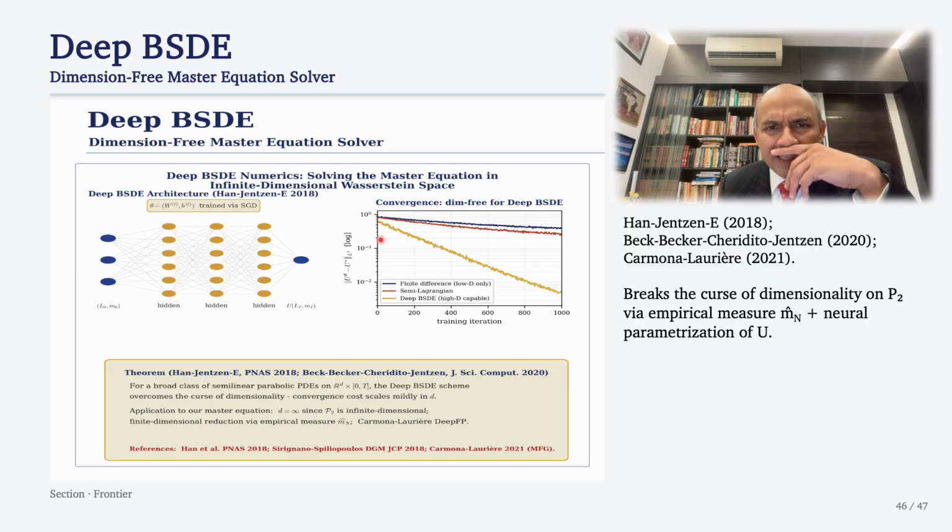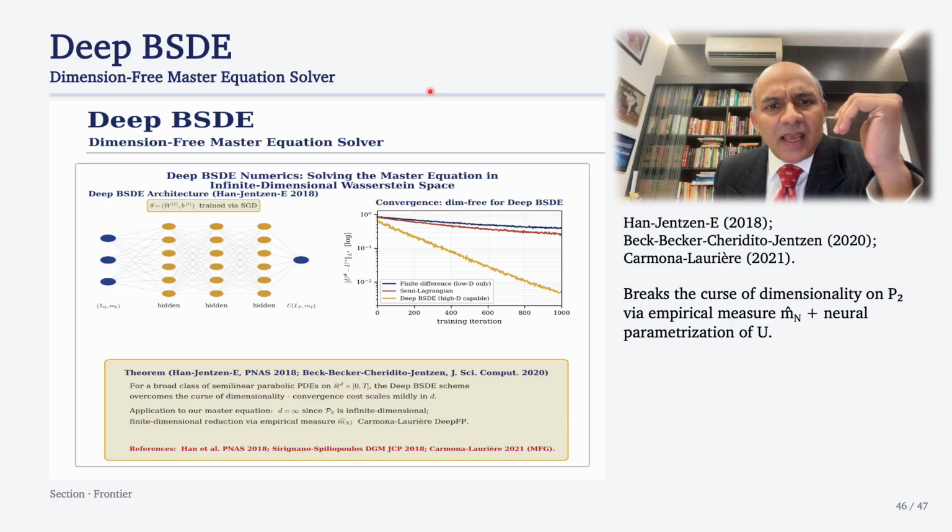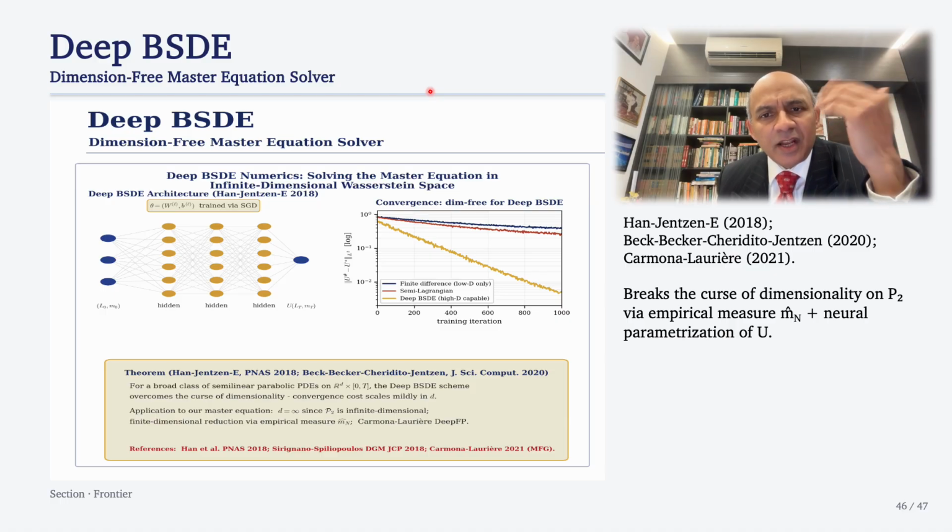makes the point. The finite difference and semi-Lagrangian methods stall at low dimensions, while the deep BSDE keeps converging. We make it concrete by replacing the infinite dimensional measure with its empirical version m hat n and parameterizing the value function u with a network. This is what turns the master equation from a theoretical object into something we can actually compute.